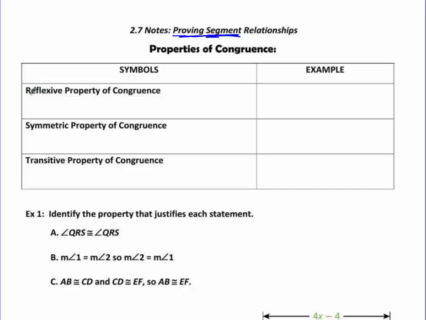So our first property is the reflexive property of congruence. And you remember for equality, that meant that A equals A. Well, the reflexive property of congruence pertaining to segments is going to say that segment AB is congruent to segment AB. And you might not think that's a big deal, but let me show you a quick little example of what that might look like in a problem or in a proof.